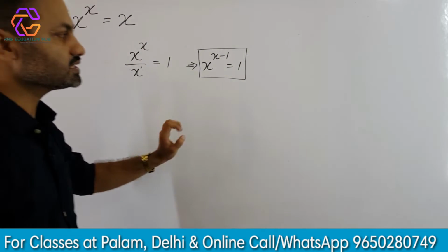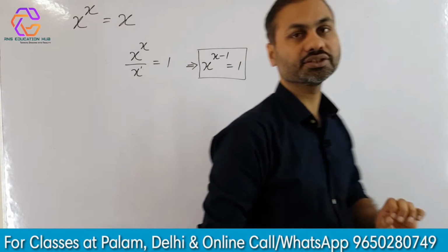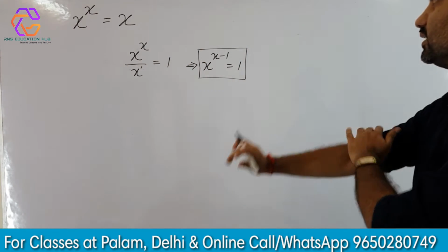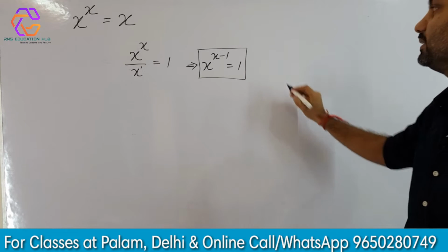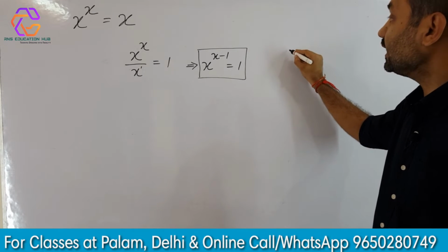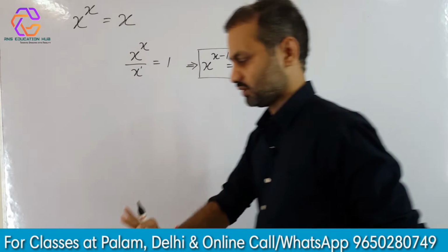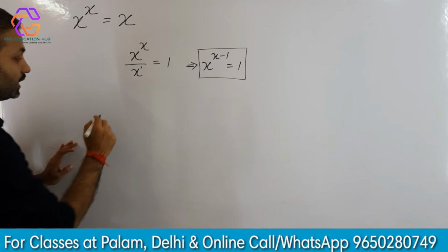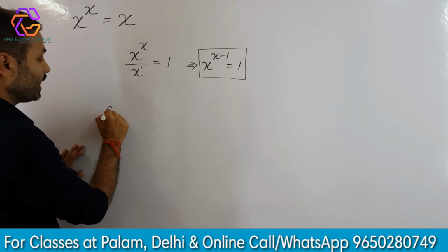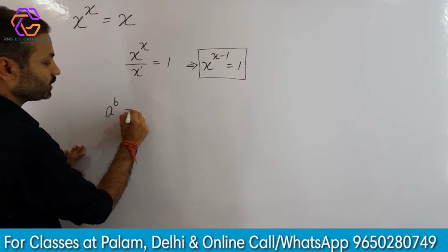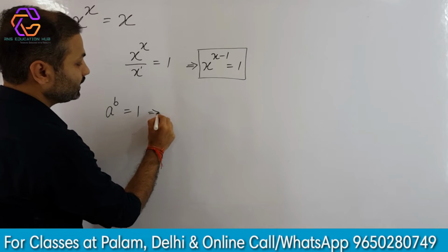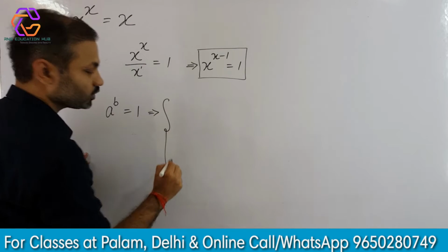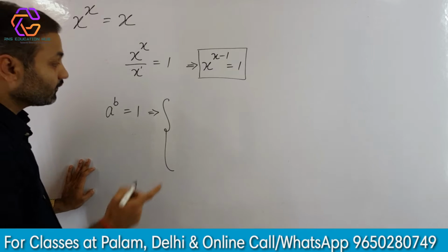For solving this, we should take into consideration three conditions. I'm writing in terms of a and b. The conditions are: if I'm writing a to the power b as 1, it may be that it has three kinds of solution. And what are they?